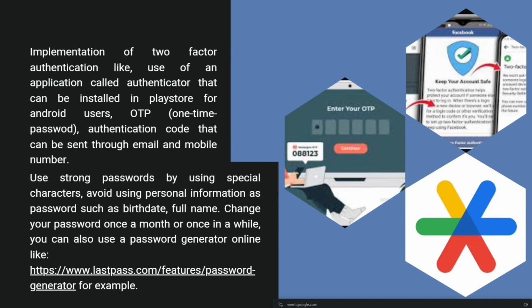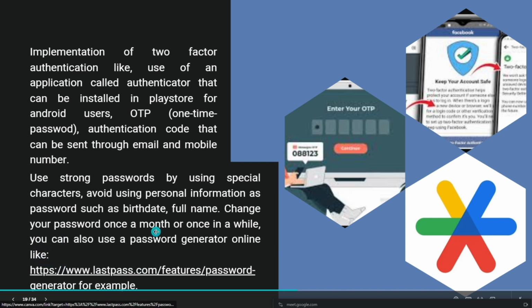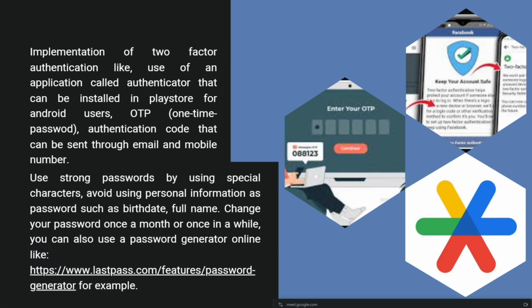Implement two-factor authentication, like using an application called Authenticator that can be installed from the Play Store for Android users, or OTP, the so-called one-time password authentication code that can be sent through email and mobile number. Use strong passwords with special characters. Avoid using personal information as passwords, such as birth date and full name. Change your password once a month or once in a while. You can also use a password generator online. You can click this link for the online generator.